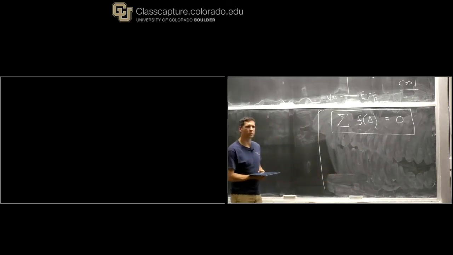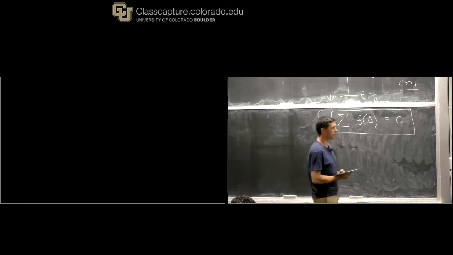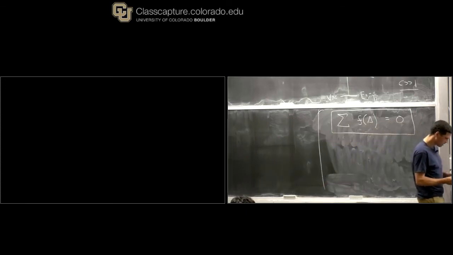Beta is gone because we've acted on this with a linear functional that kills the betas. This is the workhorse of the functional bootstrap, this crossing equation, now written after acting with a functional.